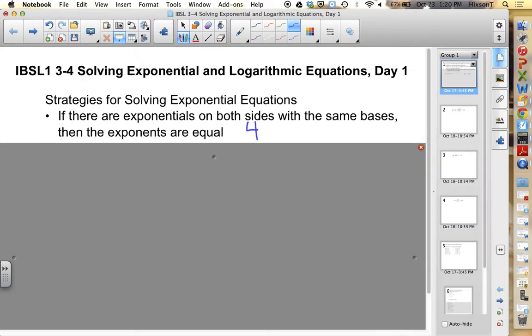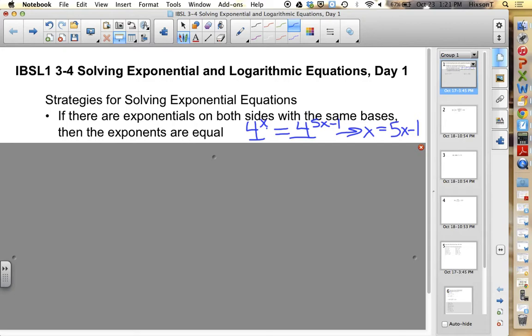Alignments off. There we go. 4 to the x. And let's say on the other side of my equation, I have 4 to the 5x minus 1. Okay? I've got exponentials on both sides that have a base of 4, so that means x has to equal 5x minus 1. Okay? That's not difficult, but it's easy to overlook. Alright, so that's why I pointed it out here.